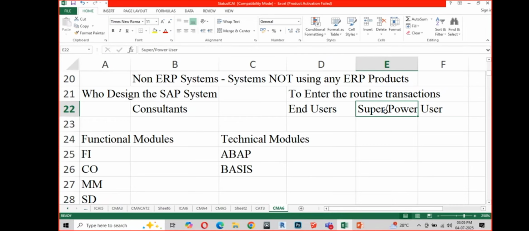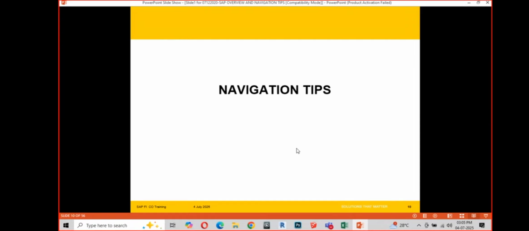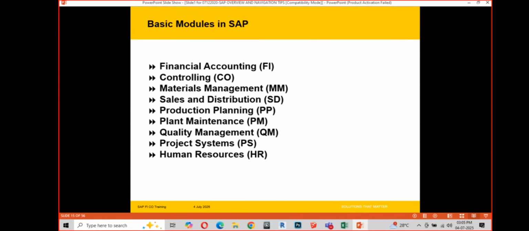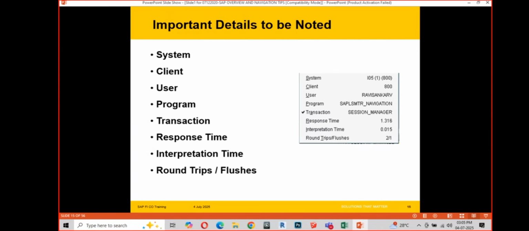So let me open up my PPT. This will come a little later, don't worry. See, as I said, the basic modules in SAP. These are all the functional modules. These are all the terms which I'm going to introduce as and when the appropriate time comes up.